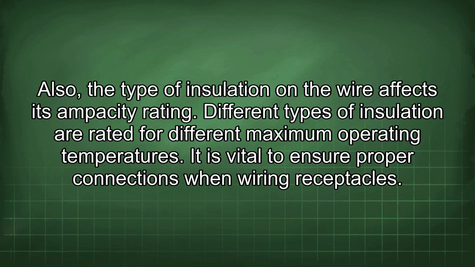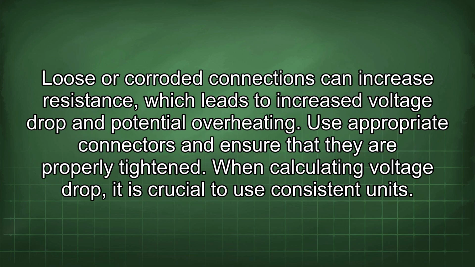Different types of insulation are rated for different maximum operating temperatures. It is vital to ensure proper connections when wiring receptacles. Loose or corroded connections can increase resistance, which leads to increased voltage drop and potential overheating. Use appropriate connectors and ensure that they are properly tightened.